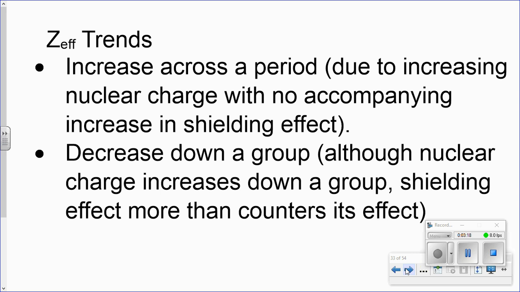So what are Zeff trends? So the effective nuclear charge is dependent upon those two things, not only how many positives are in the nucleus, but also how far those electrons are away from that nucleus. So we would see that the effective nuclear charge increases across a period because there is increasing nuclear charge with no accompanying shielding effect. So if we take a look at a periodic table, if I'm on the fourth period and I move down that fourth period, the pluses keep adding up one after the other, right?